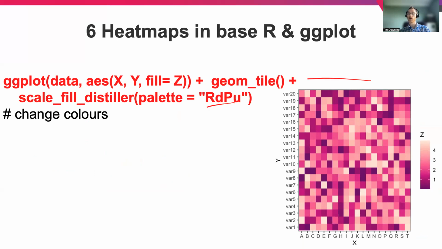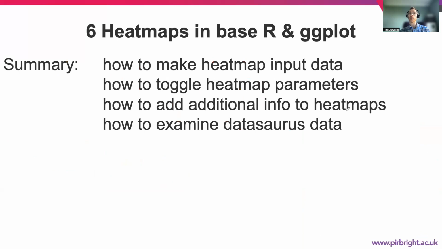We can also visualize in different ways, and we'll talk about that more in our lab. So what we'll talk about in the labs is basically how you can write your own code, your own data set, if you have your own data set, to make heat map input data. We can toggle the heat map parameters, add additional info onto heat maps. I'll talk also about the data source data that we can manipulate in the lab. So please look at the demonstration videos for more.